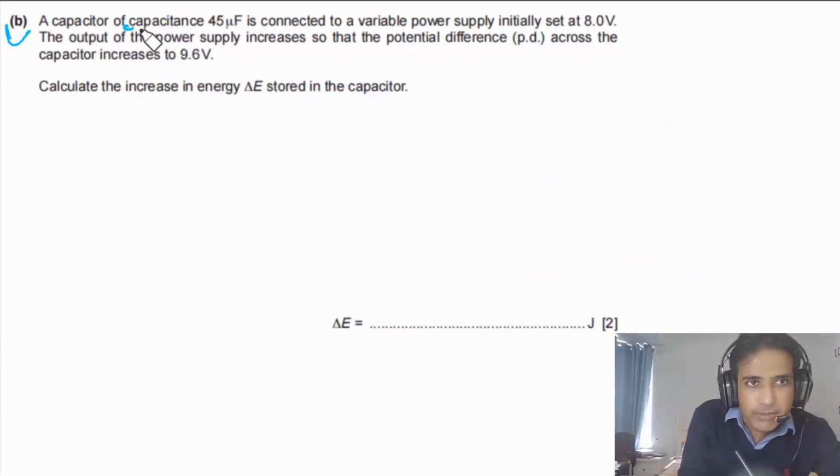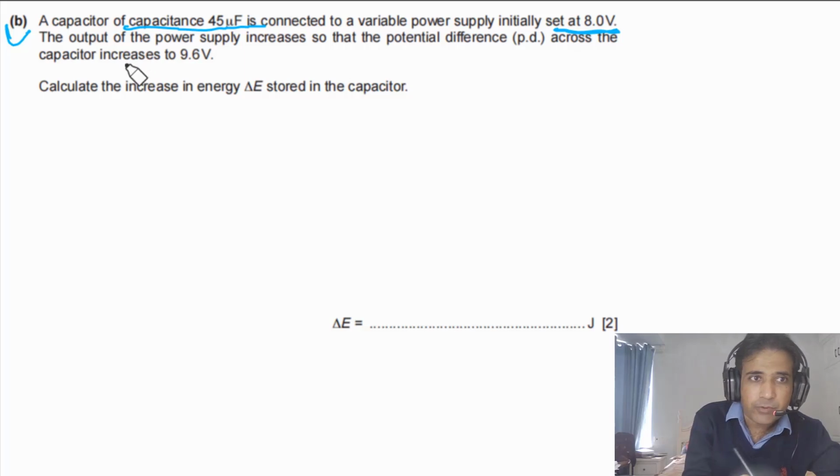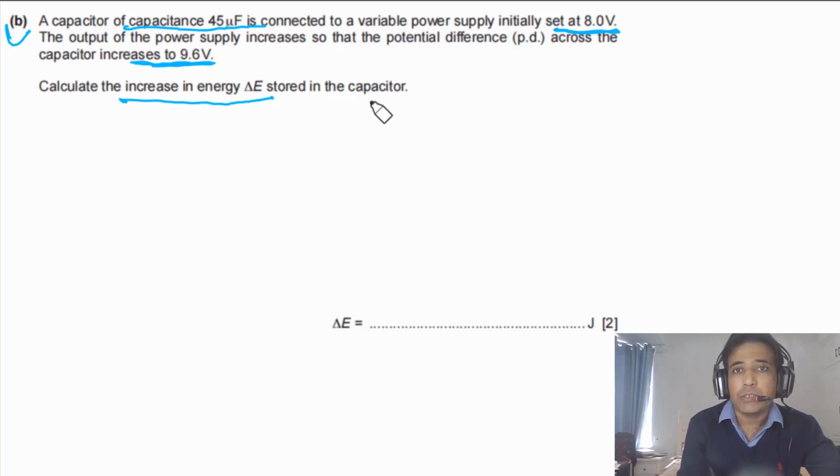Part B says a capacitor of capacitance 45 microfarad is connected to a variable power supply initially set at 8.0 volts. The output of the power supply increases so that the potential difference across the capacitor increases to 9.6 volts. Calculate the increase in energy delta E stored in the capacitor.